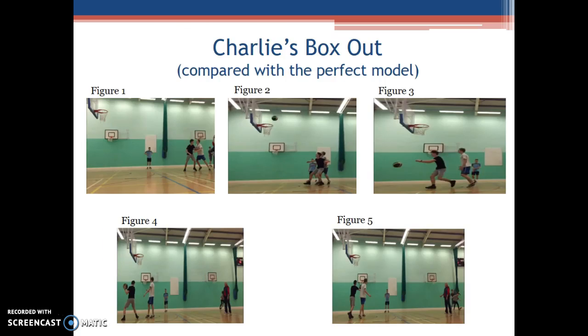So Charlie's box out. Figure 1 shows that Charlie has marked his man. He's made contact with him, which is important so that Charlie now knows where his opponent is when he turns his back to watch and collect the ball. Figure 2 then shows Charlie facing the basket and waiting for the ball to drop.